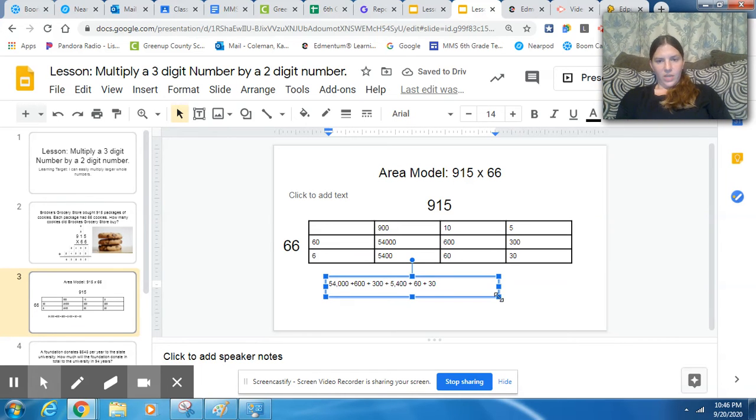Now, if I had a sheet of paper, I would be working these out. I would line them up one on top of the other and work it out. Since I can't really do that in a PowerPoint, I'm going to add these up in my calculator. I want you all to work this out on a piece of paper when you're doing your own practice problems. Okay, so I just got an answer of 60,390.